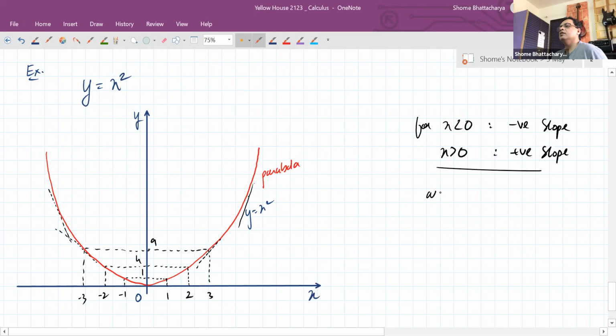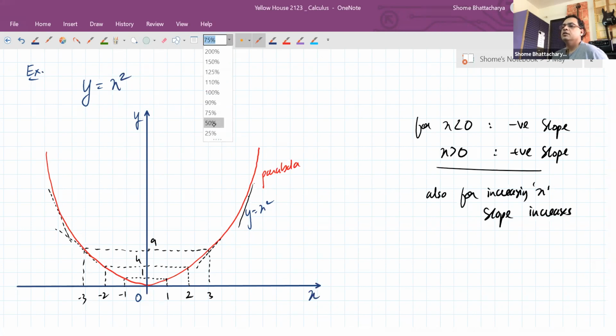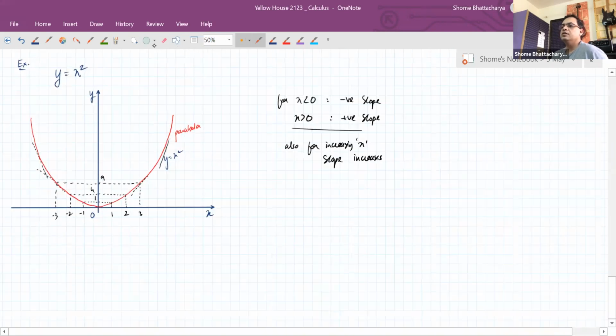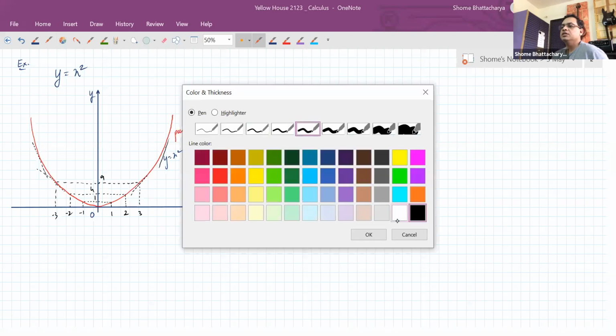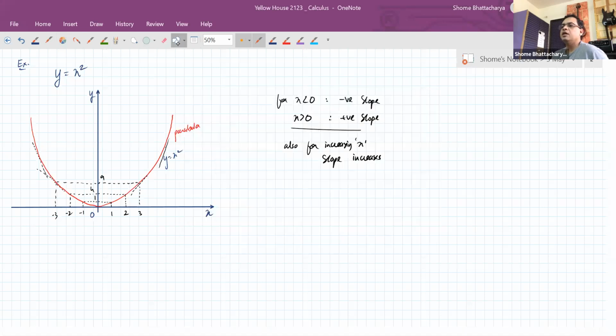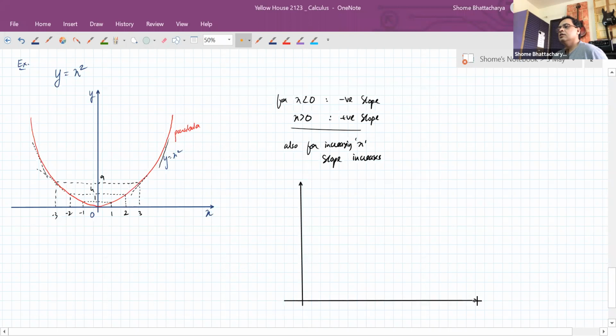Also, you can see that for increasing x, slope also increases. That's how it's very different to a straight line. So this difference, I'll illustrate with a very simple thing: if we compare the graph of y is equal to x squared, just in the positive side of the domain, to the graph of y is equal to x, let's try and figure out how different the two things are.